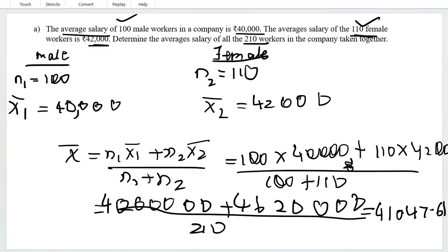We move to the next one. So basically in this problem, we have to identify the two groups, find the number of individuals in each group and find the average of each group. And to find the combined average, we have to use this formula, which is stated here.